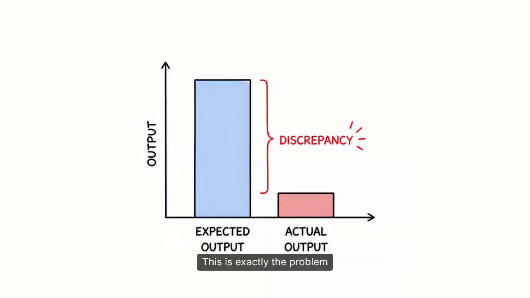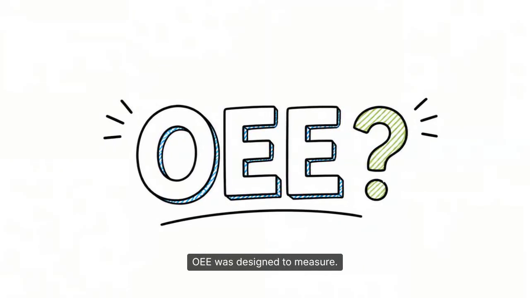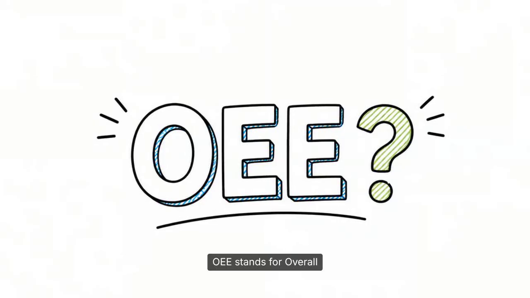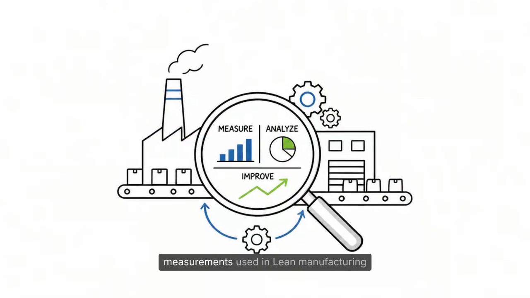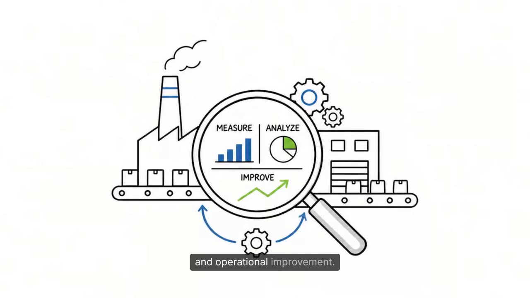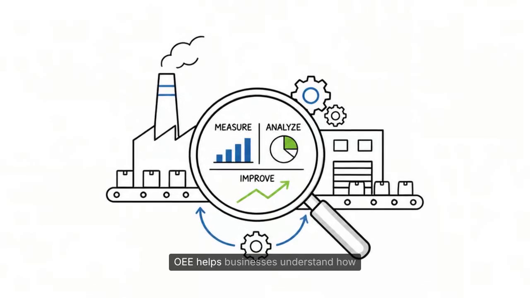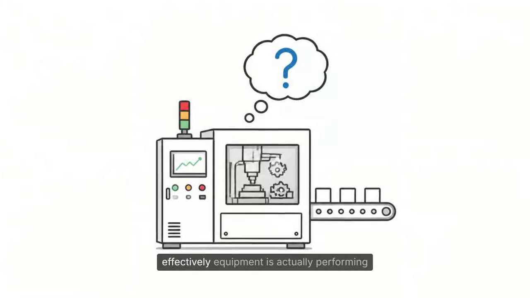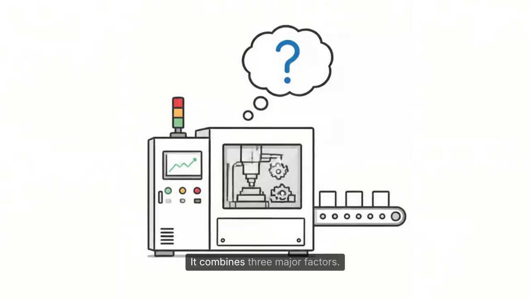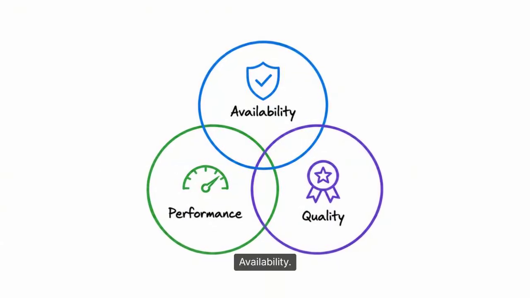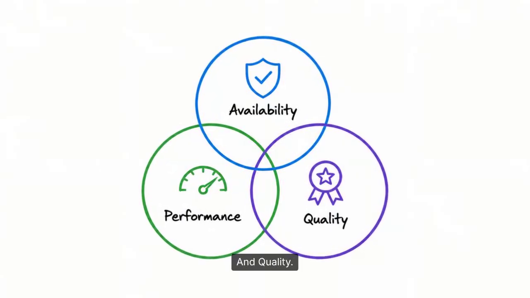This is exactly the problem OEE was designed to measure. OEE stands for Overall Equipment Effectiveness. It is one of the most important performance measurements used in lean manufacturing and operational improvement. OEE helps businesses understand how effectively equipment is actually performing in real production conditions. It combines three major factors: availability, performance, and quality.